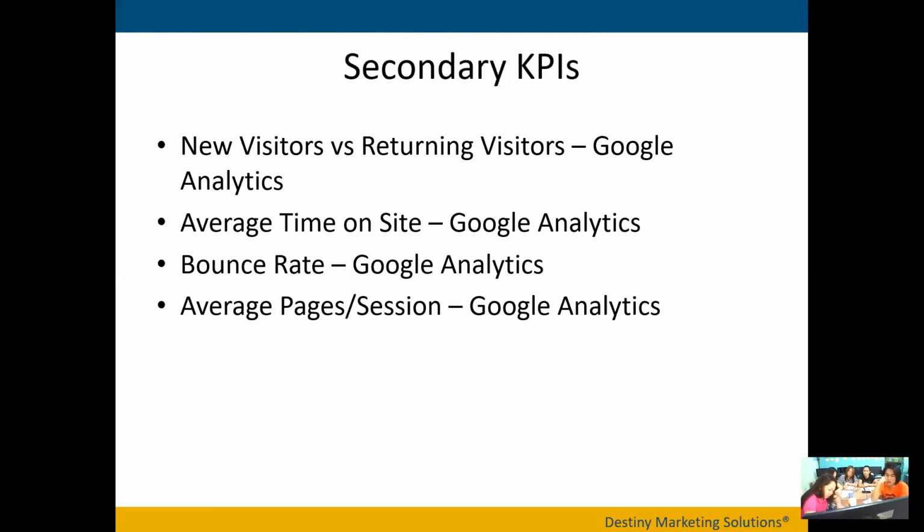Average pages per session. So when a person visits your website, how many pages on average do they visit when they're on your website? So this is another engagement metric, and it can be an indicator on how interesting, how useful people find the content and information on your website.